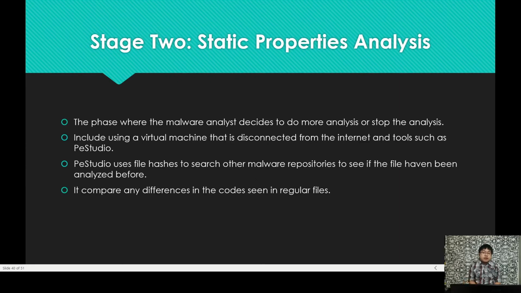Stage 2. Static properties analysis. This is the phase where the malware analyst decides to do more analysis or stop the analysis. It includes using a virtual machine that's disconnected from the internet and tools such as PEStudio. PEStudio uses file hashing to search other malware repositories to see if the file has been analyzed before.